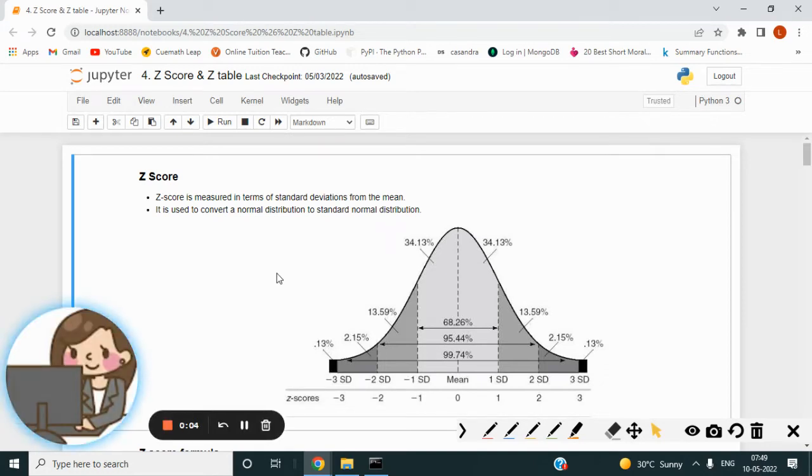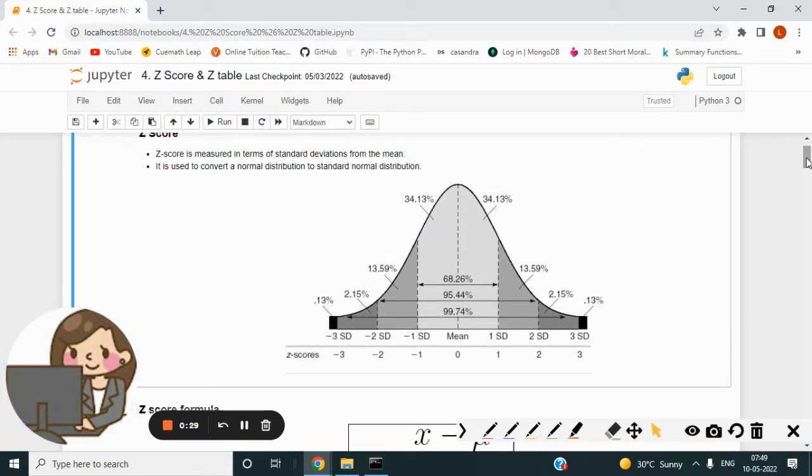Hello. So in this tutorial, I will explain about Z-score and how to use the Z-table. Okay. So as we have seen in the previous tutorial, Z-score is a measure in terms of standard deviations from the mean, and mainly it is used to convert a normal distribution to a standard normal distribution. So let us understand this in more detail.